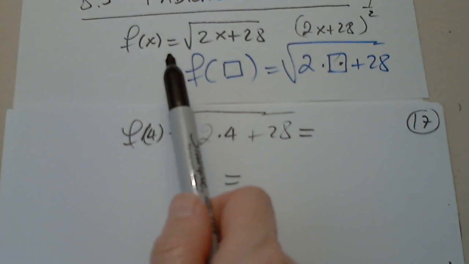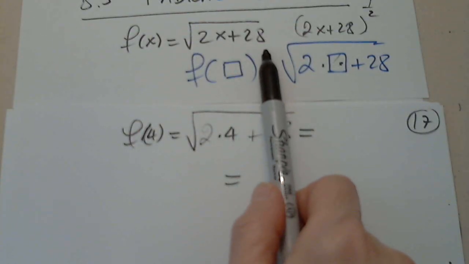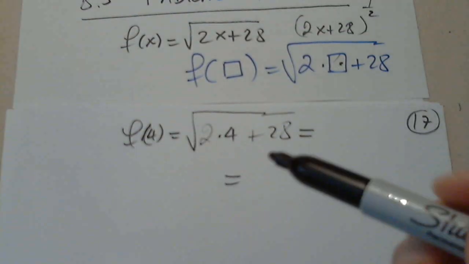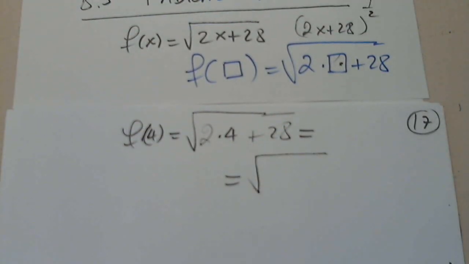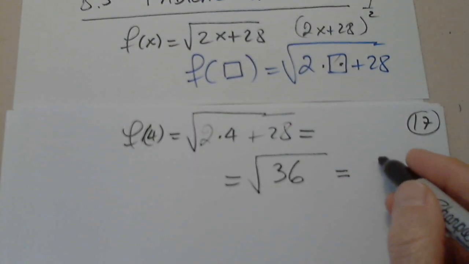But the pattern is f of whatever equals the square root of 2 times whatever plus 28. Okay, 2 times whatever plus 28. So I have to perform the operations in the order of operations. And 2 times 4 is 8. 8 plus 28 is 36. And now I know the answer is 6.